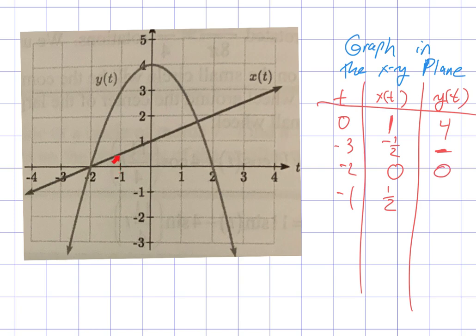At -1, I said my x was +0.5, and my y of t is +3. And then at 1, 2, 3, my y looks like it's symmetric, so y is going to be 3. At 2, it's 0, and at 3, it's very negative again. And my x at 1 is 1.5, which I'm going to write as 3/2. At 2, the x is at 2. And at 3, my x is at 2.5, 5/2.